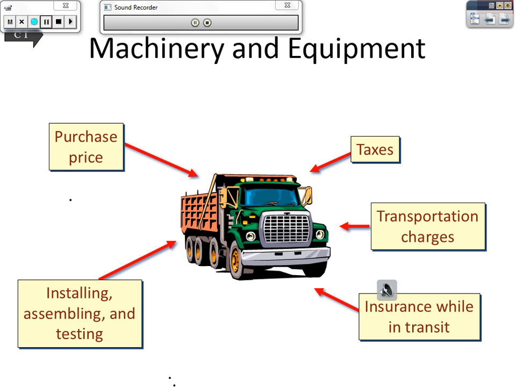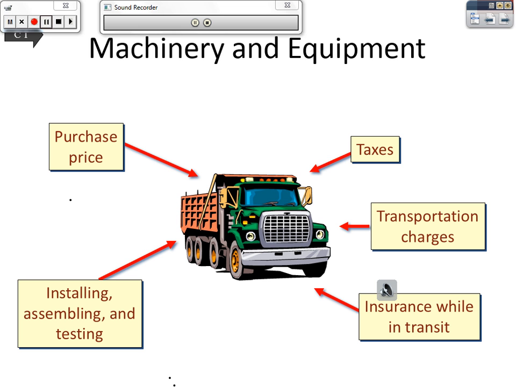Machinery and equipment. This is the stuff that goes on the inside, right? Purchase price, installing and assembling and testing it before it's being used. The taxes on that equipment from the purchase. Transportation charges, meaning those charges to get the equipment from wherever you purchased it from to wherever it's going to be used. Insurance while in transit.